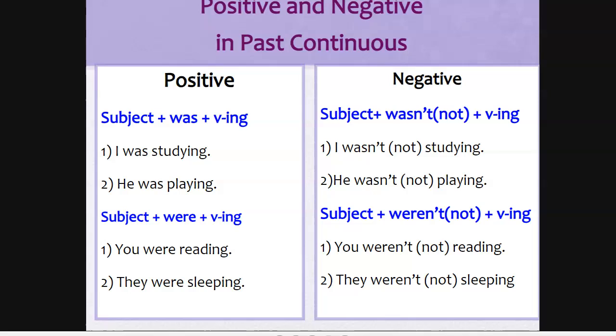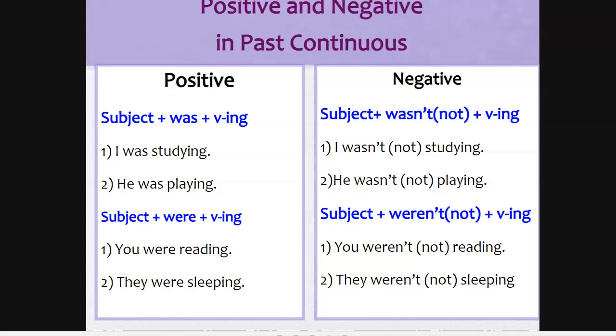Positive and negative forms in the past continuous. The positive form is subject plus was plus verb-ing. For example, I was studying, he was playing. The subject plus were plus verb-ing: you were reading, they were sleeping.